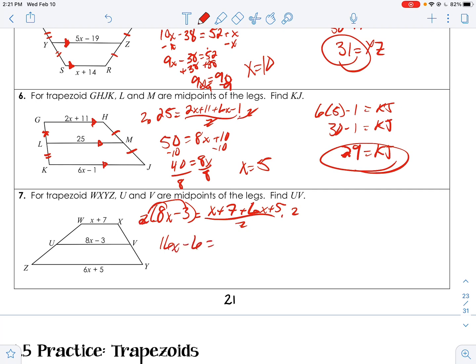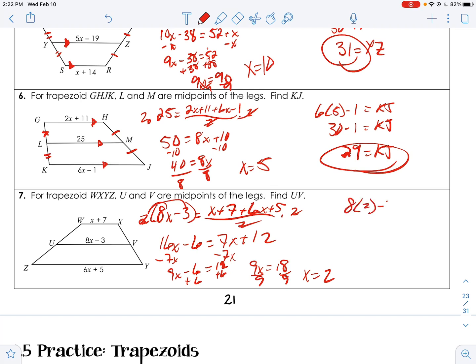So that'd be 16x minus 6. It's a 2, not a z. Equals, that reduces to 1, so 7x, because x plus 6x, plus 12, 7 plus 5. Subtract 7x. That'd be 9x minus 6 equals 12. Add 6. 9x equals 18. x equals 2. Solve for x? No, UV. Plug it into 8 times 2 minus 3. 16 minus 3. 13 for UV.